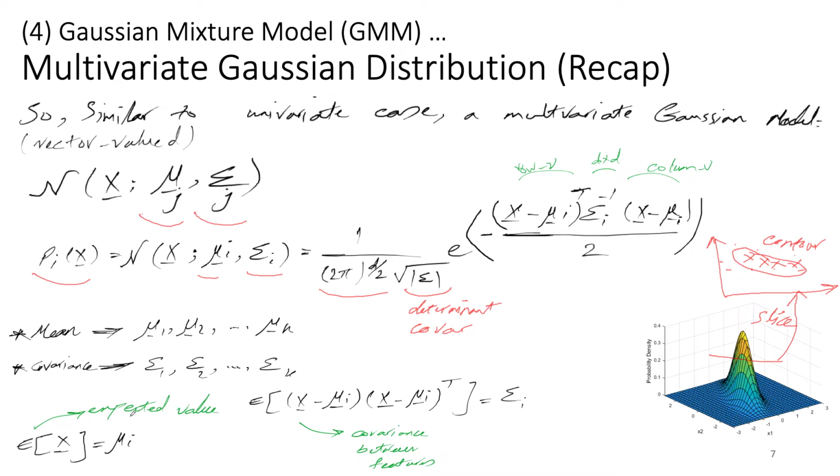And also for the covariance, we have multiple features, for instance, x1 and x2. That's why you have covariance in vector space, and that's going to define your sigma i, right?